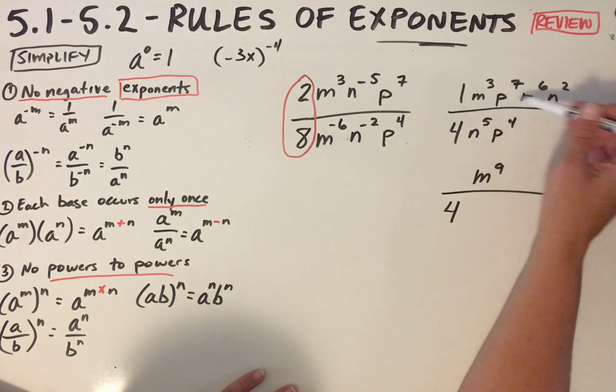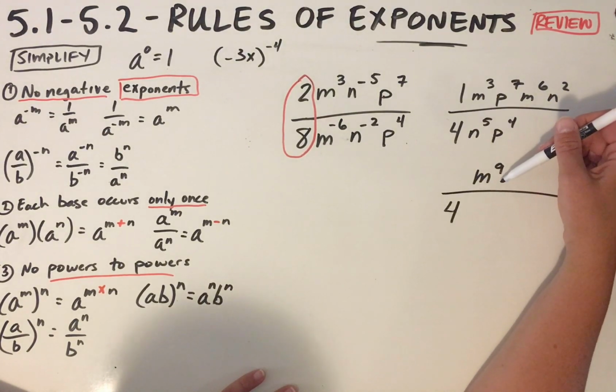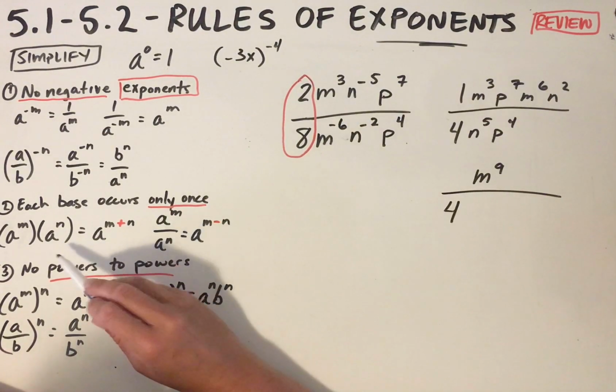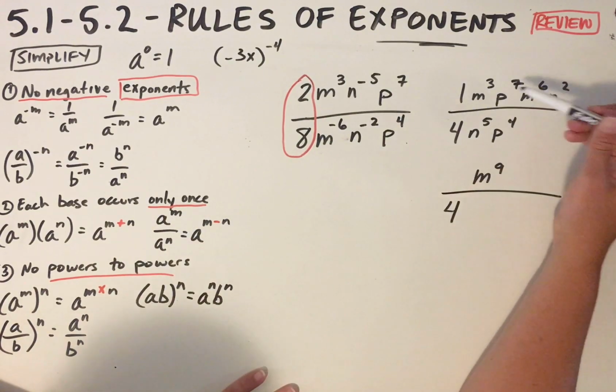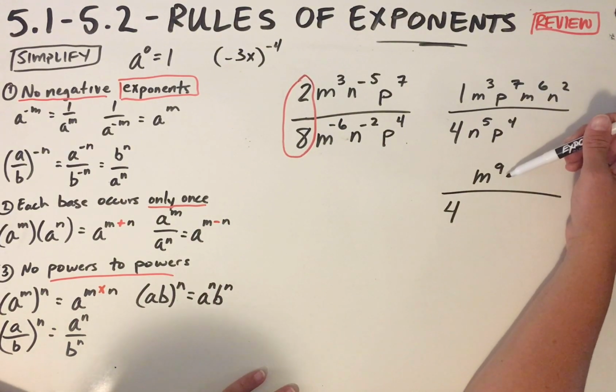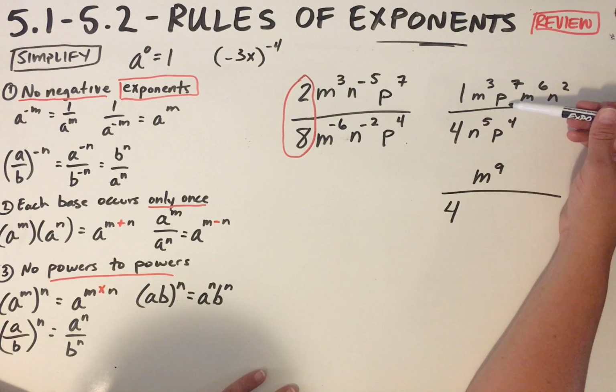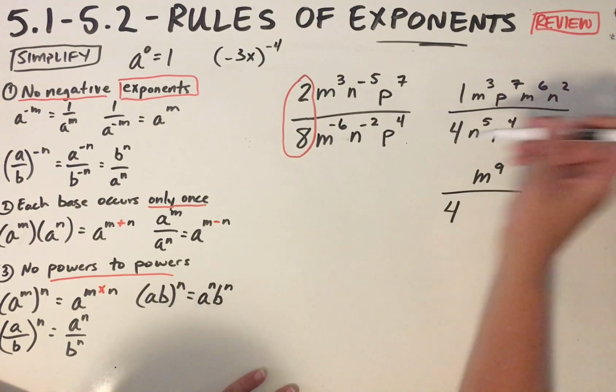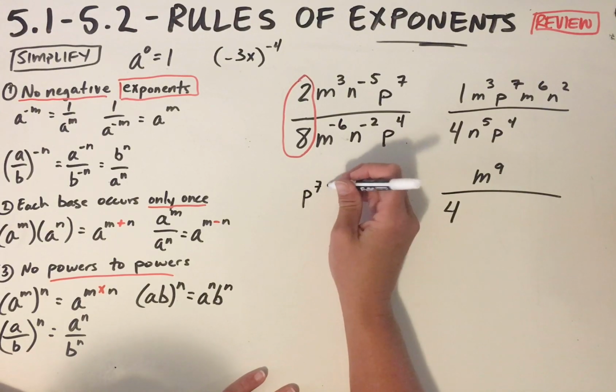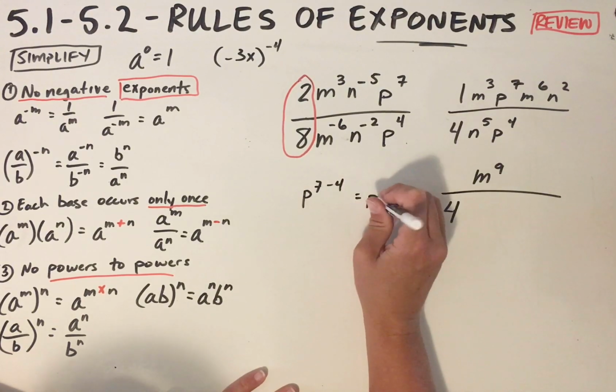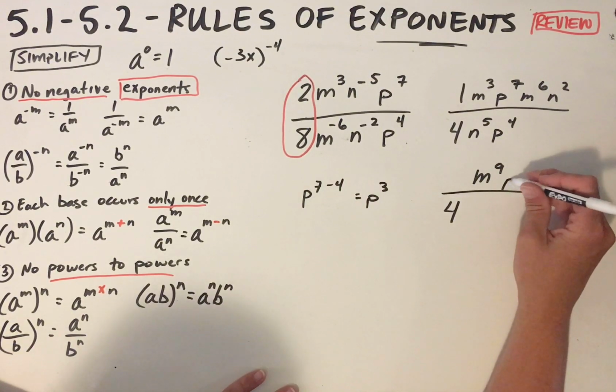Okay, so my m's, I see this base only once now, and I used this product rule right here, and combined the exponents by adding them. 3 plus 6 is 9. Now I'm going to go to my p's. Well, I've got some p's upstairs and some p's downstairs. So I could do p to the 7 minus 4 and get p cubed, which is great. So I've got p cubed.